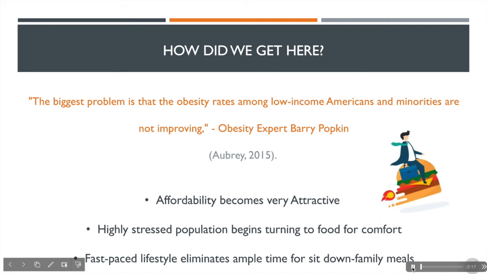After having gone over how many adults are suffering in America from obesity and how many lives are being lost every year, the question, how did we get here, poses itself naturally. And it was said by obesity expert Barry Popkin that the biggest problem is that obesity rates among low-income Americans and minorities are not improving. And this is due to a lot of things, right?